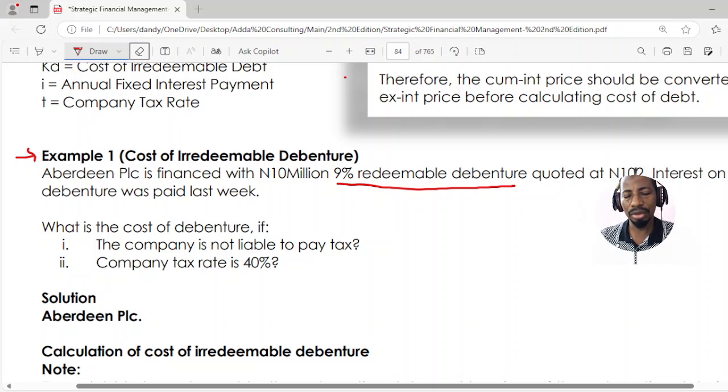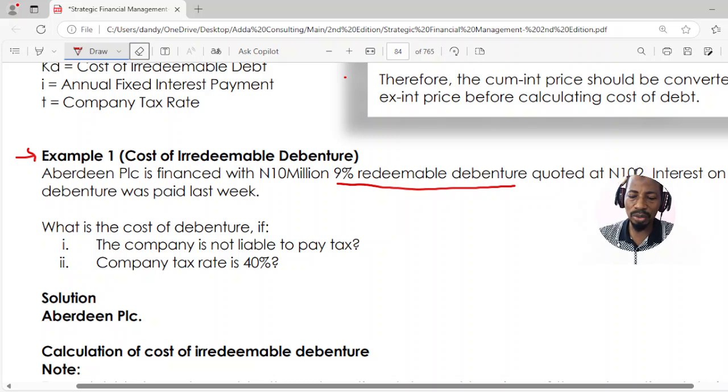So in this case, I want to calculate cost of the debenture where the company is not liable to pay tax. So it will be calculated as the ratio of the fixed interest. The fixed interest is 9%. You know, debt is always quoted at 100 naira per unit, except examiner says otherwise. Therefore, 9% of 100 naira will give us 9 naira. So just forget about the percentage. Whenever you are given the coupon rate, just use the value itself. Forget about the percentage. So this will now be 9 divided by ex-interest price.